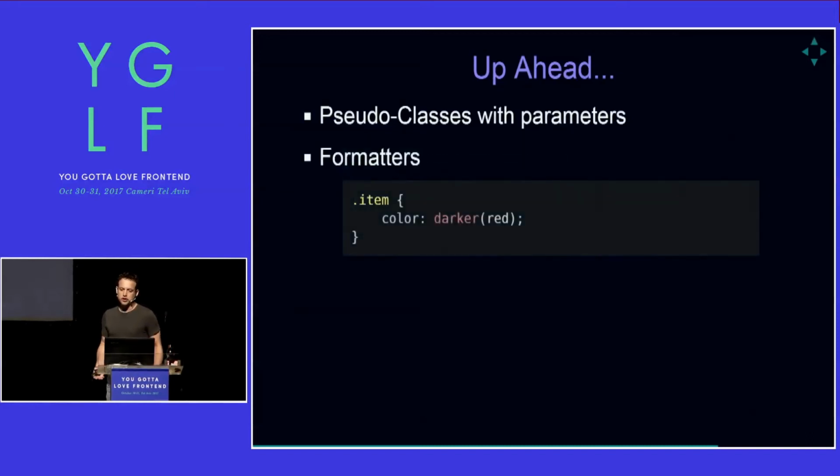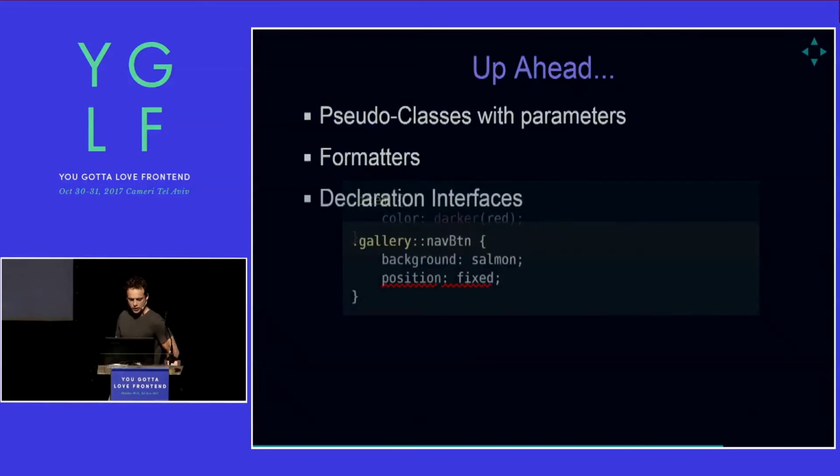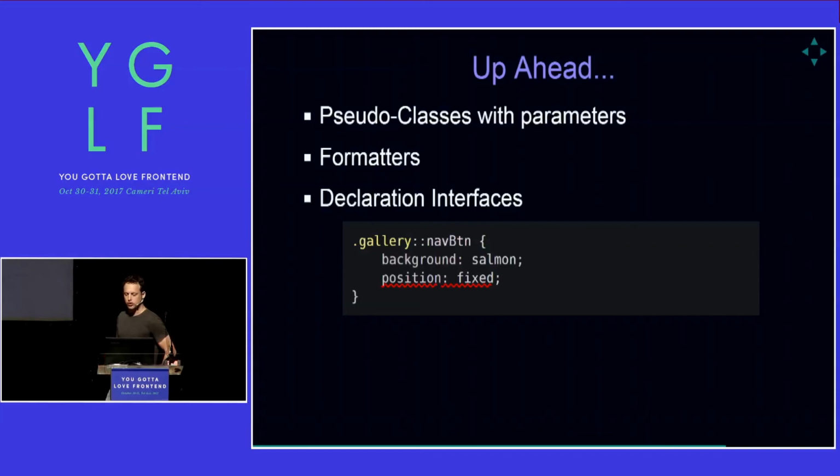For formatters, we want to give you the ability to have custom functions for your CSS declarations. For example, if you would like to change a specific shade of a color into a darker one. We know these features exist in other solutions as well, and we want to be compatible with them. And we want to allow you to define your own declaration interface. If we go back to our gallery example, the gallery allowed us to have access to an internal part, the nav button, a custom pseudo element. Our gallery might want to allow us to style the way our nav button looks, but it might want to restrict us from changing its position. So we want to allow that.